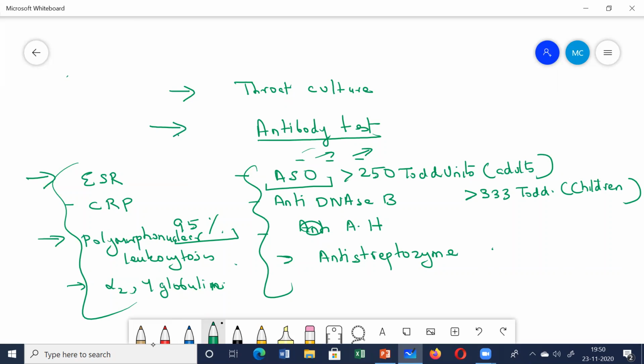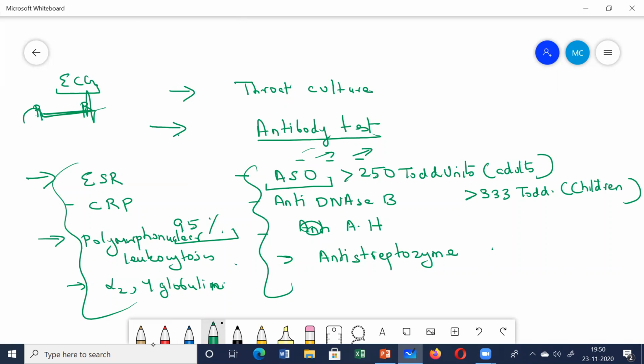So what changes are you going to find in the ECG? The most common, in fact the most consistent abnormality which we find, is a prolongation of the PR interval. Okay, so this PR interval is prolonged.